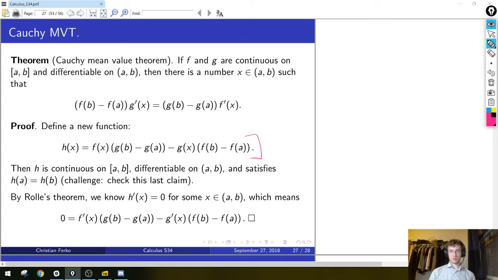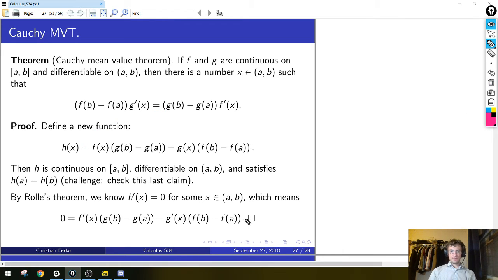So what do I mean by that? We define a function h of x, which is f of x times g of b minus g of a, minus g of x times f of b minus f of a. And you can see by differentiating that h prime is f prime times g of b minus g of a minus g prime times f of b minus f of a. So when h prime equals 0, this equation is satisfied. So it's just a hack. We're defining a new function to make life easier, because now we just have to show there's a place where h prime equals 0. It's just a trick.